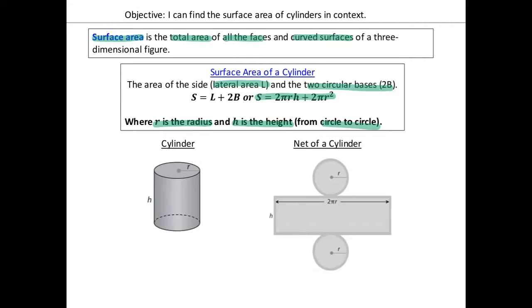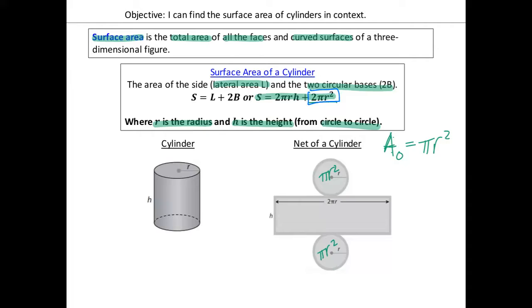So if we look at the net of the cylinder, I can see I have two circles, and to find the area of a circle, do you guys know the formula for area of a circle? The formula is pi r squared. Good. So if I were to find the area of this circle, it's pi r squared, and this circle is pi r squared. So if I combine those two together, that gives me 2 pi r squared because I have two circles, right? So that's where this part of the formula comes from.